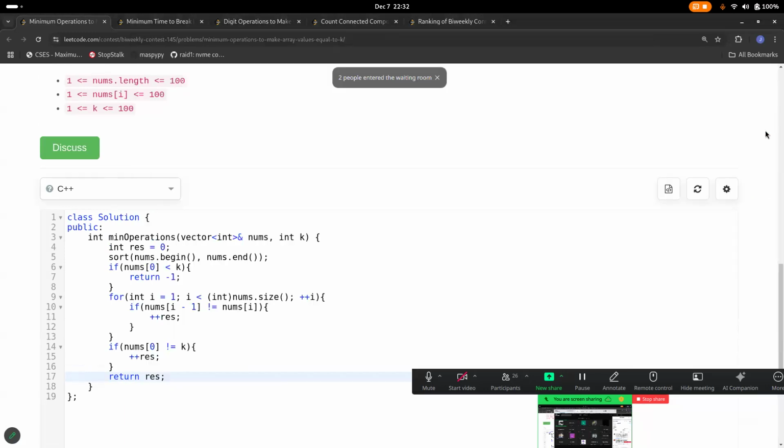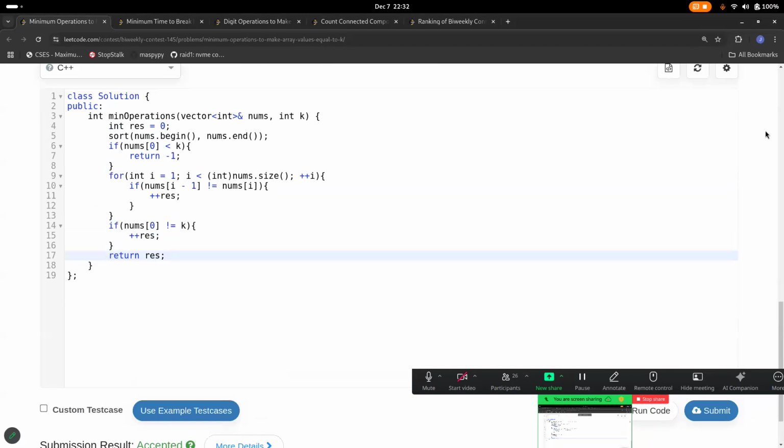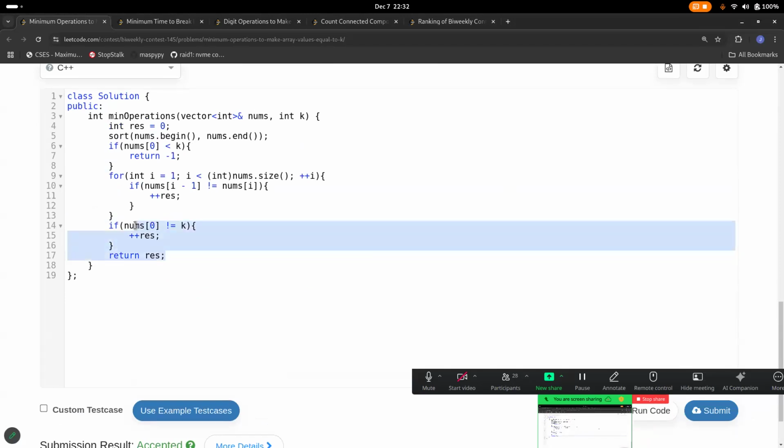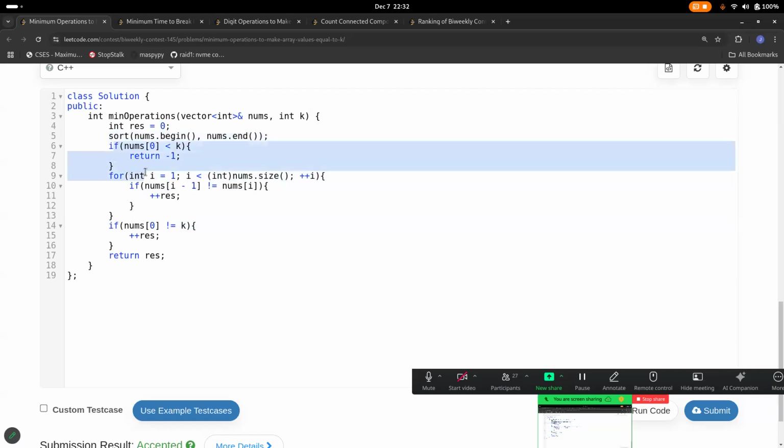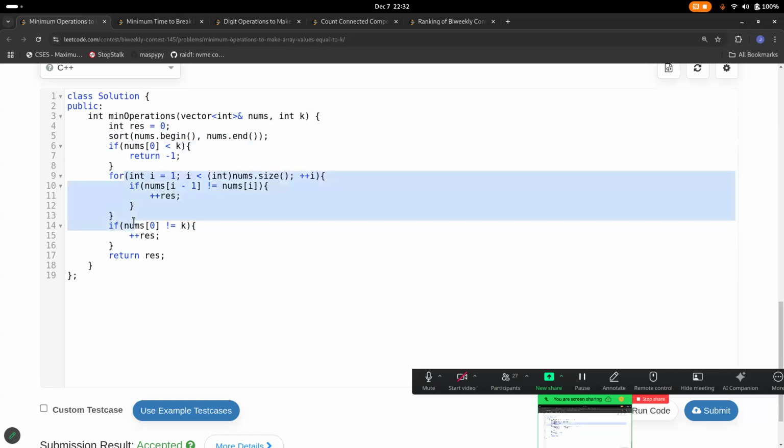You could use sets to count the number of unique elements in the array, and then check this condition: is the smallest element not equal to k or not equal to k. This whole operation is kind of counting the number of unique elements in the array. Speaking of time complexity, this sort function takes O(n log n) time, where n is the size of our array. The nums[0] less than k check is O(1). This loop takes O(n) time, where n is the size of the array, and this takes O(1).